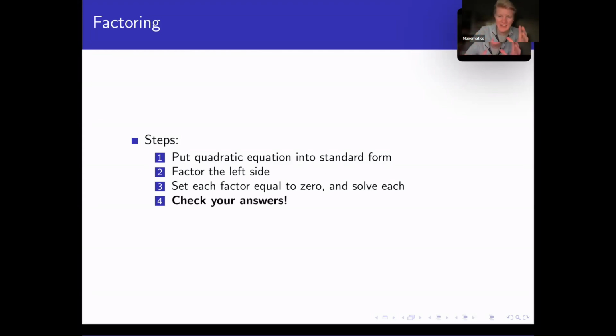Not going to need to be much of a worry here in 1.3. But again, I want you guys to get into the habit of checking your answers because come 1.5, you will need to check your answers.